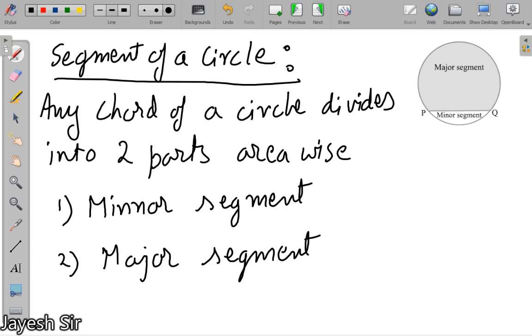Okay, the smaller part is called the minor segment and the larger part is called the major segment. The larger part here is the shaded region, the smaller part here is the clear region, this below region.